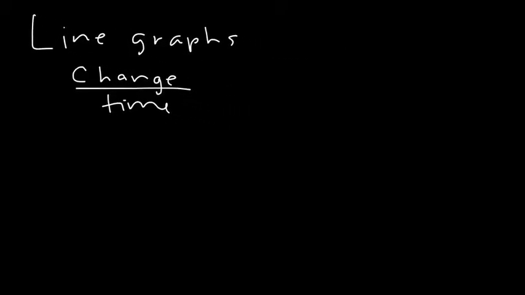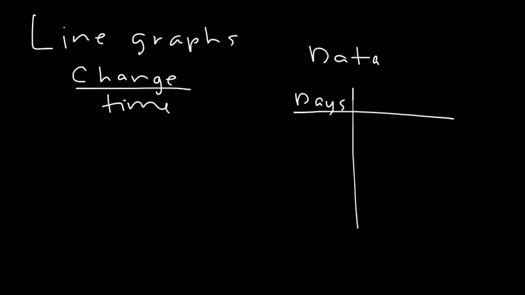So for this example, I'm going to look at my data here. I'm going to make myself a little data table to record my data, and I want to look at the average high and low temperature over the last 5 days. So first I'll put my time. Here are my days of the week: Monday, Tuesday, Wednesday, Thursday, Friday, Saturday, and Sunday. Those are things that don't change. The days of the week are going to happen all the time.